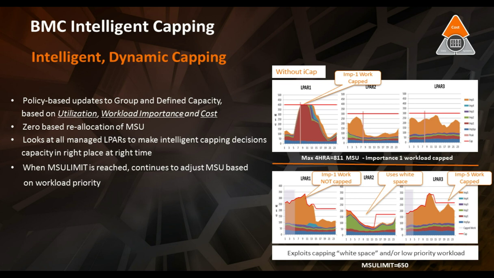With iCAP, I'm able to set an MSU limit and define a priority for my LPAR 1 that says I don't want it capped. I want it to get the MSUs it needs. LPAR 2 and 3, because they have a larger percentage of low importance work, I take MSUs from those LPARs and give them to LPAR 1, allowing it to get the benefit of additional MSUs and complete its work, yet lower my overall MSU consumption, because I dropped my MSUs to 650 versus 811, yet still allowing my high importance production work to proceed forward.